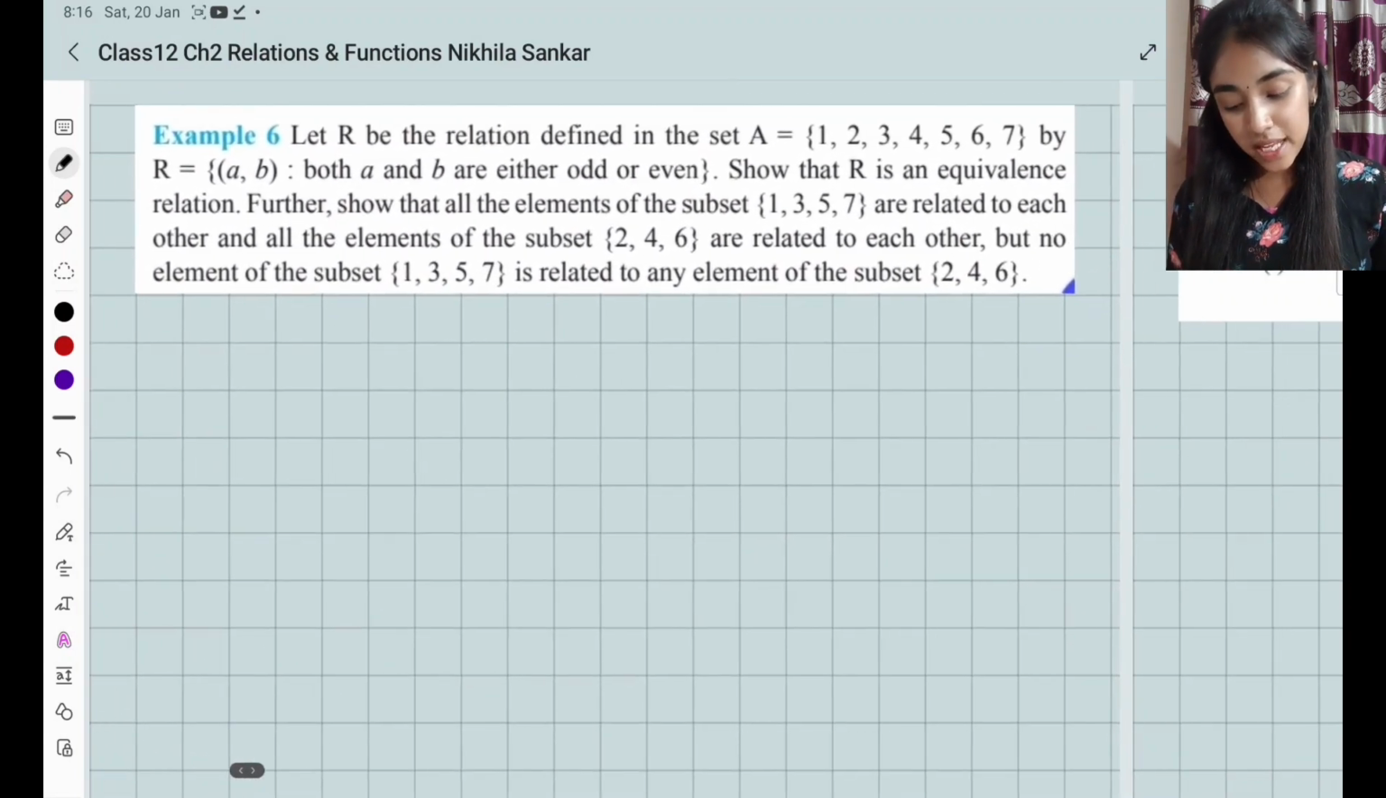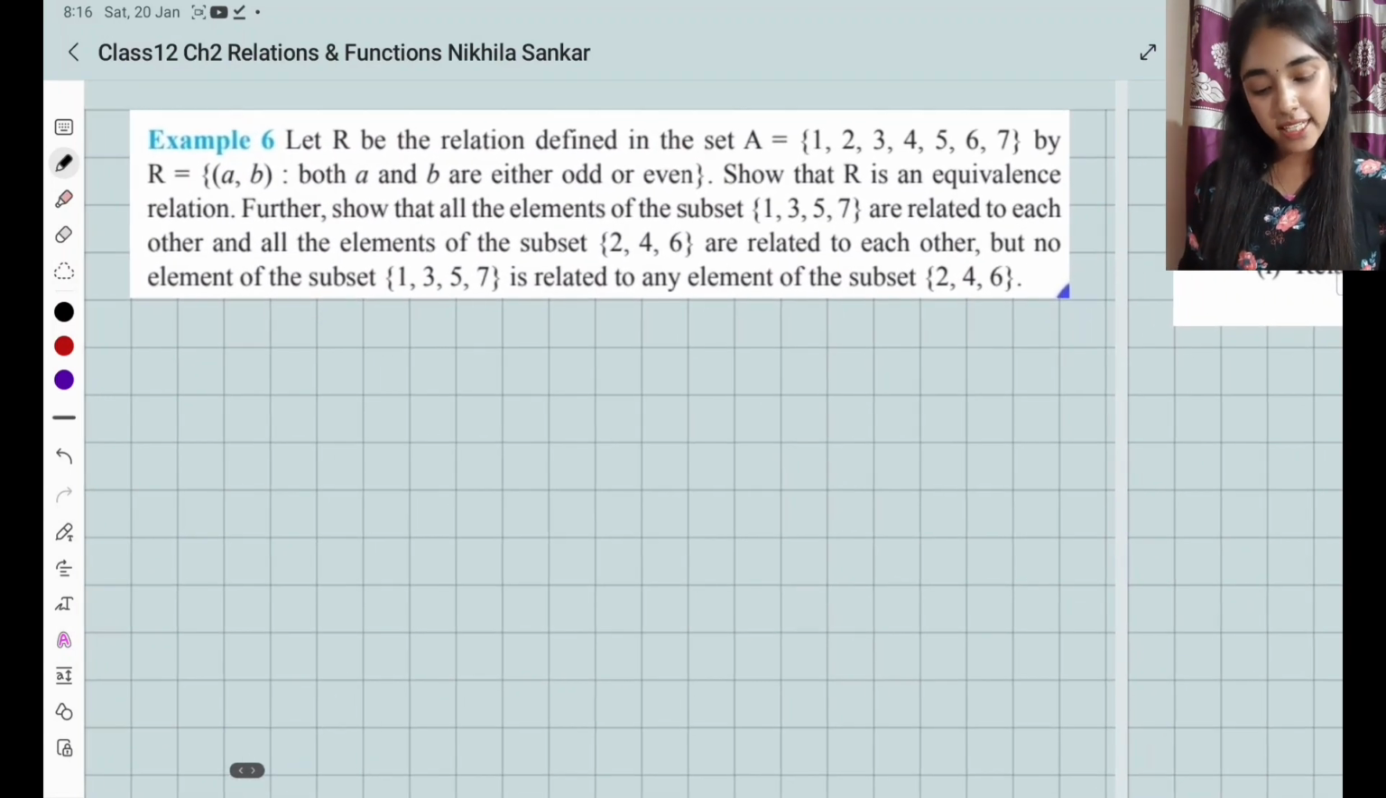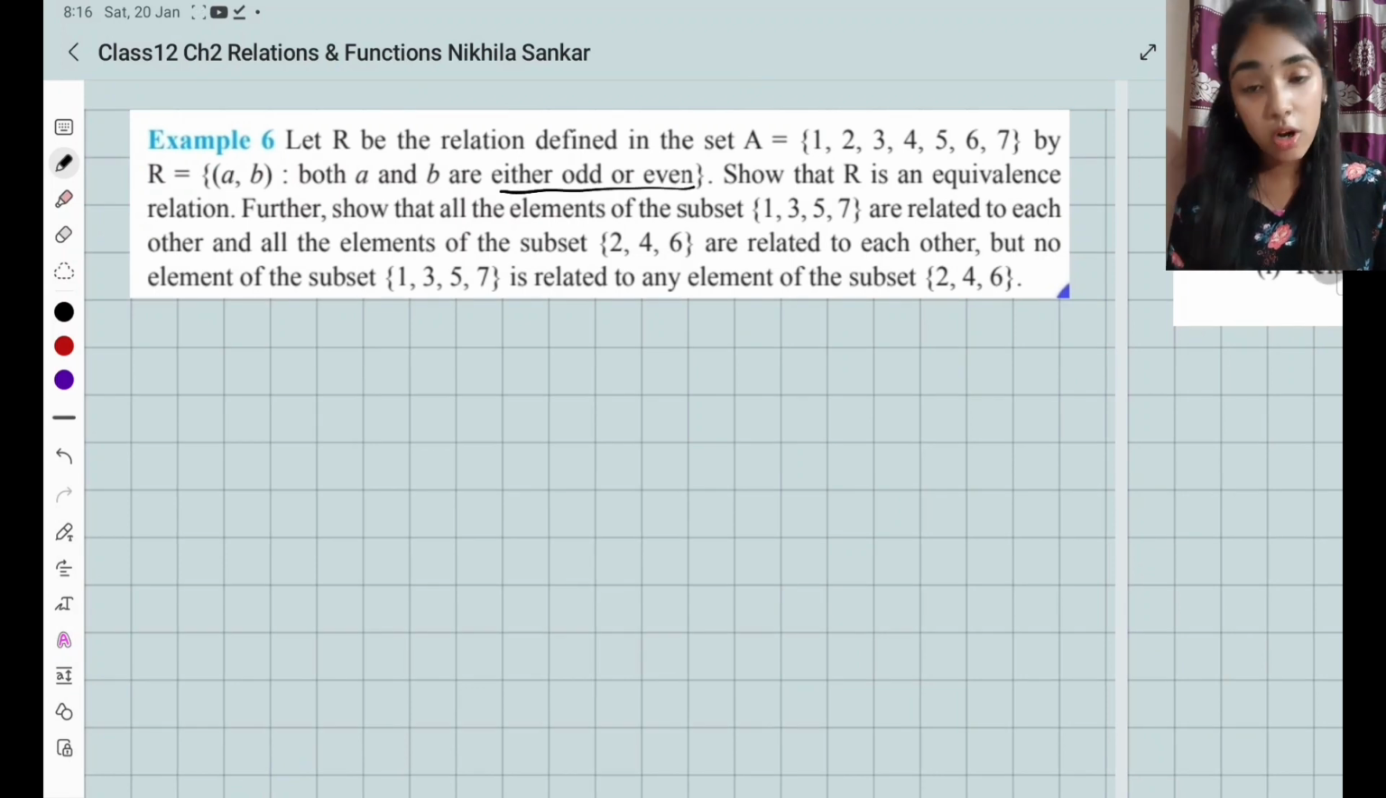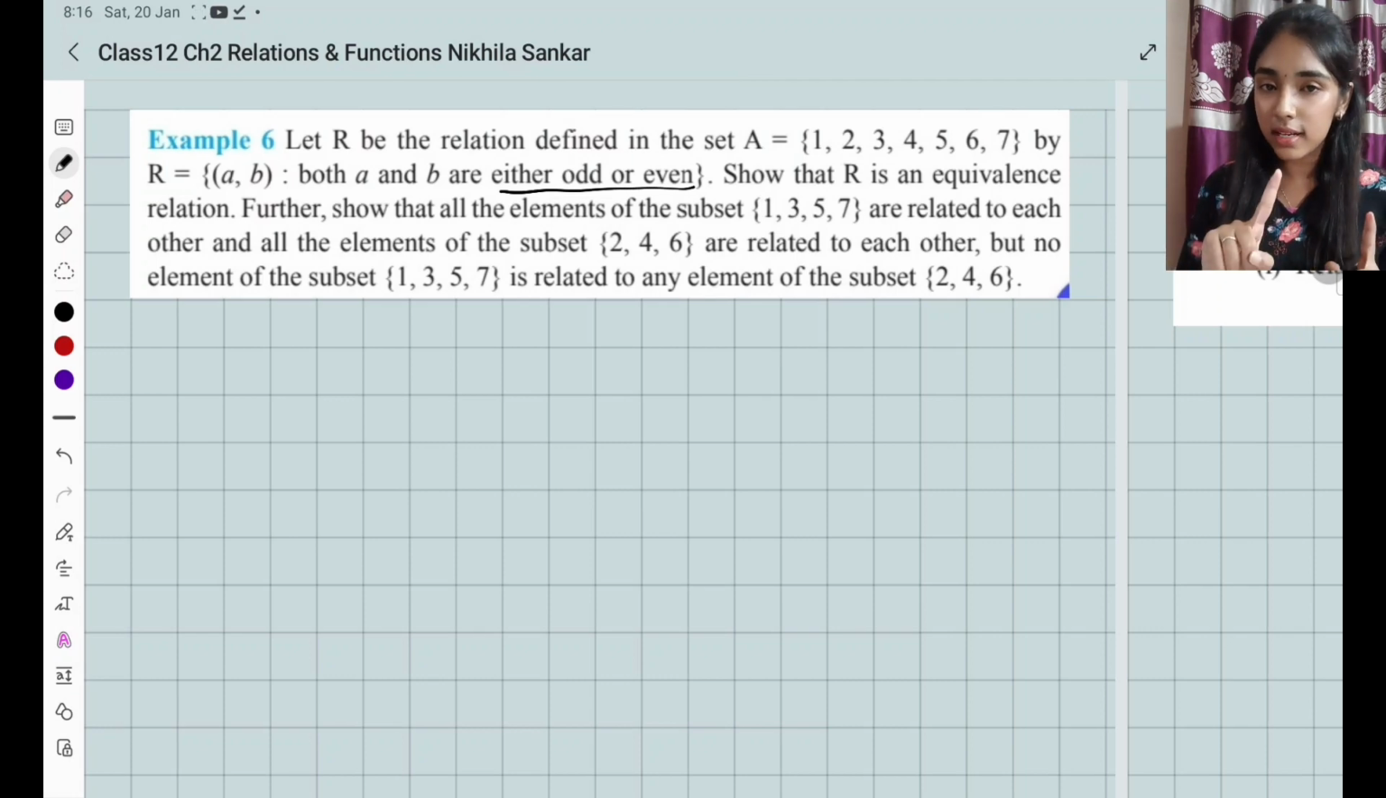Example 6. Let R be a relation defined in the set A = {1, 2, 3, 4, 5, 6, 7} by (a, b) where both a and b are either odd or even. Either both are odd or both are even. Okay? Show that R is an equivalence relation.